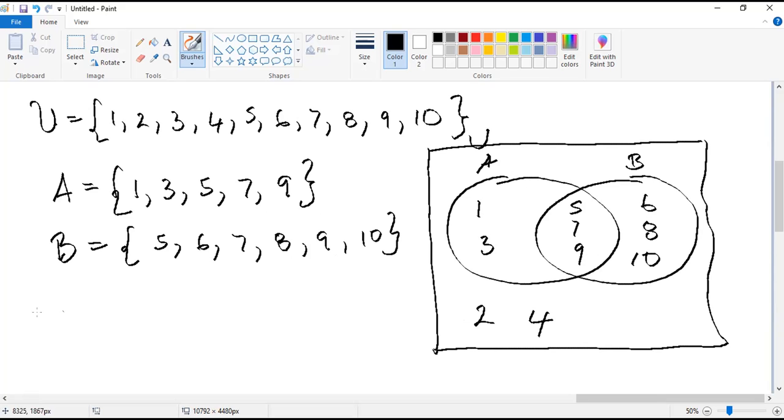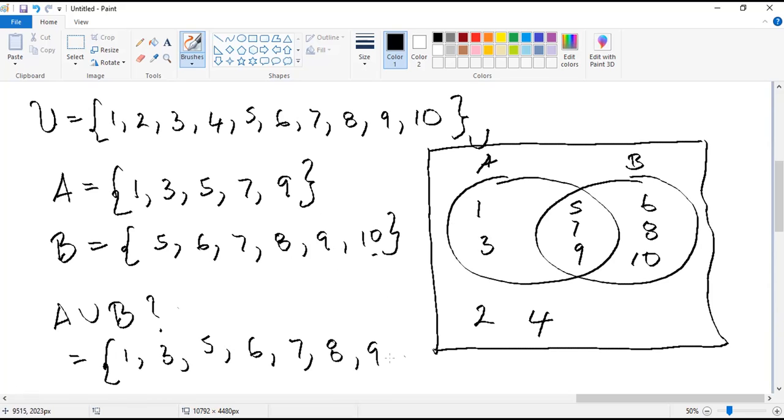The question then asks, what is A union B? So that is what they ask. It will be 1, 3, 5, 6, 7, 8, 9, and 10. And let us write that down. So it would be 1, 3, 5, 6, 7, 8, 9, and 10. Lovely. Right? So it would be everything, all the elements that are in both set A and set B. Good stuff.